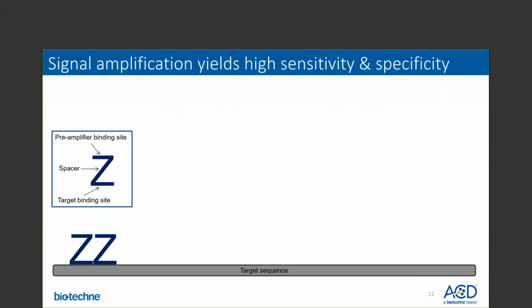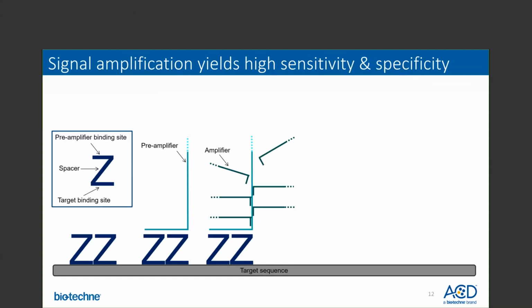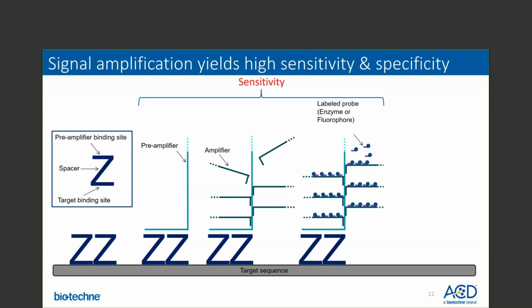Here is a schematic showing the hybridization and subsequent amplification of the RNAscope assay. The double Z probe will bind to the target mRNA sequence. Once the double Z probe binds, it serves as a binding site for the preamplifier molecule. Then the amplifiers are able to bind to the preamplifier, forming a branching complex at each DZ binding site. Each amplifier can further bind multiple labeled probes.